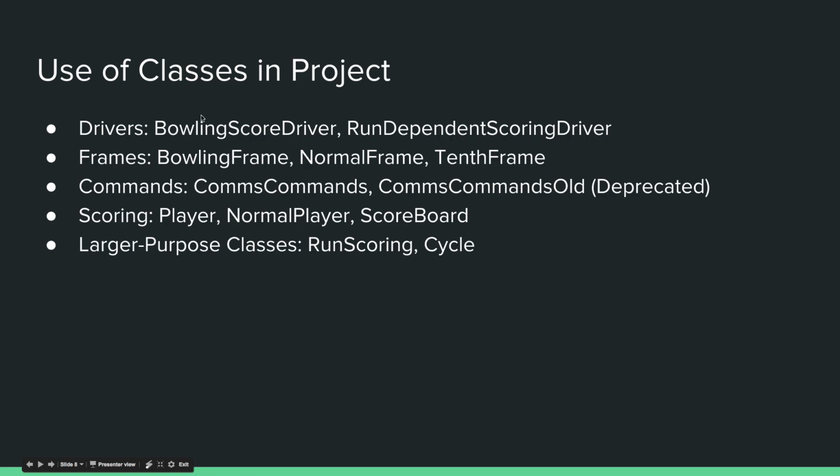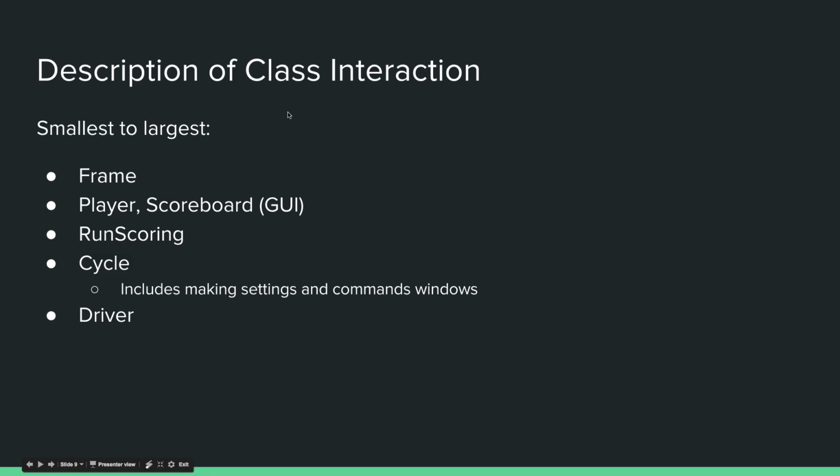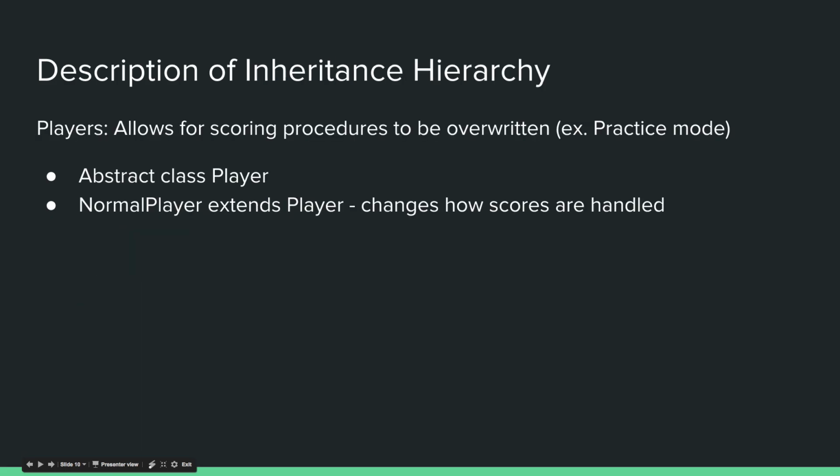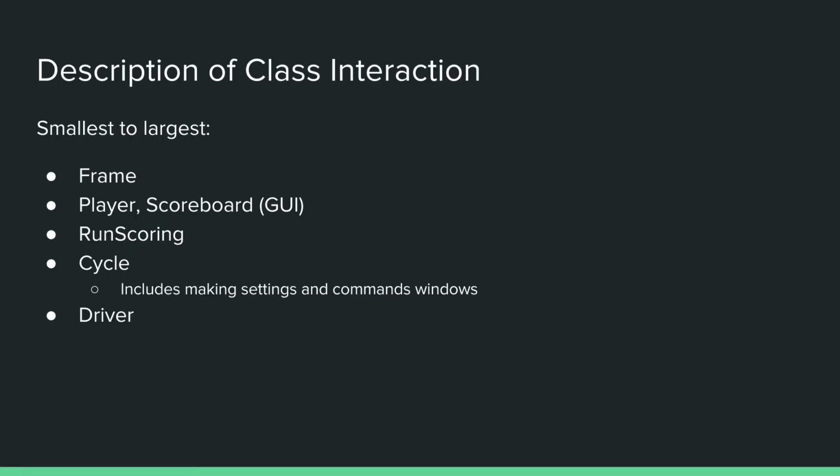So I pretty much went over the use of the classes in all the projects as I was explaining it. So you have your frames, you have your drivers, commands. I did have an original comms commands that I had to get rid of. I went ahead and kept the file, but it's no longer in use, kind of like the bowling score driver is no longer in use. And then I went over all of that. The class interaction, I went over that. Just the smallest to largest.